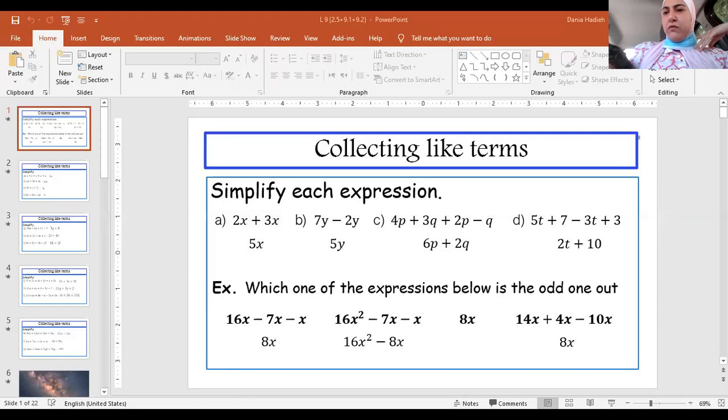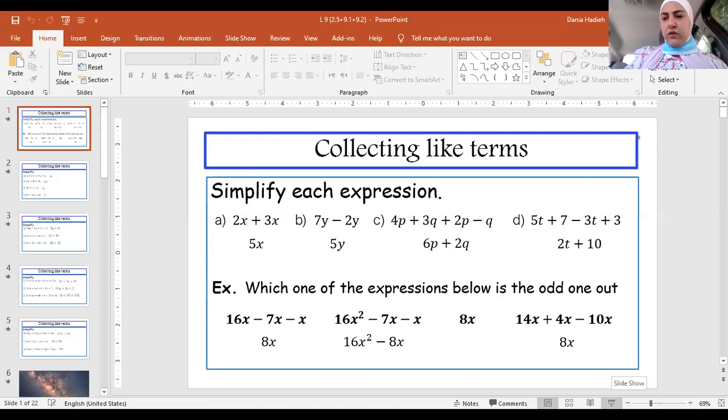So good morning, all of you, one more time. And we're going to start the lesson right now. Let's do our best to finish it or to give as much as we can. Right now, the first thing that we're going to start with is collecting like terms.